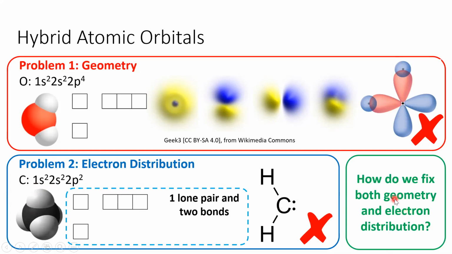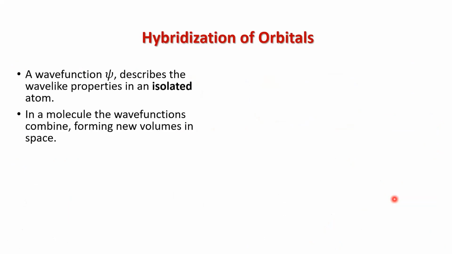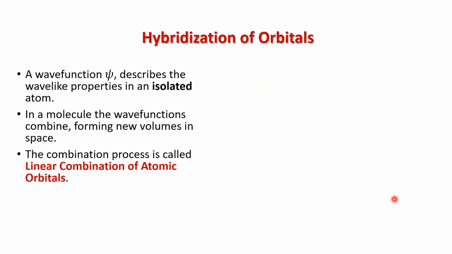So what we're going to do is talk about how the orbitals rearrange themselves and become hybrids so that the pictures we draw on paper match a little bit more what the actual geometries are in nature. So we're going to talk about what is called hybridization of orbitals. It has to do with wave functions describing isolated atoms. When they're in molecules, they're going to have new ways that they're distributed. And we're going to deal with what's called the linear combination of atomic orbitals.